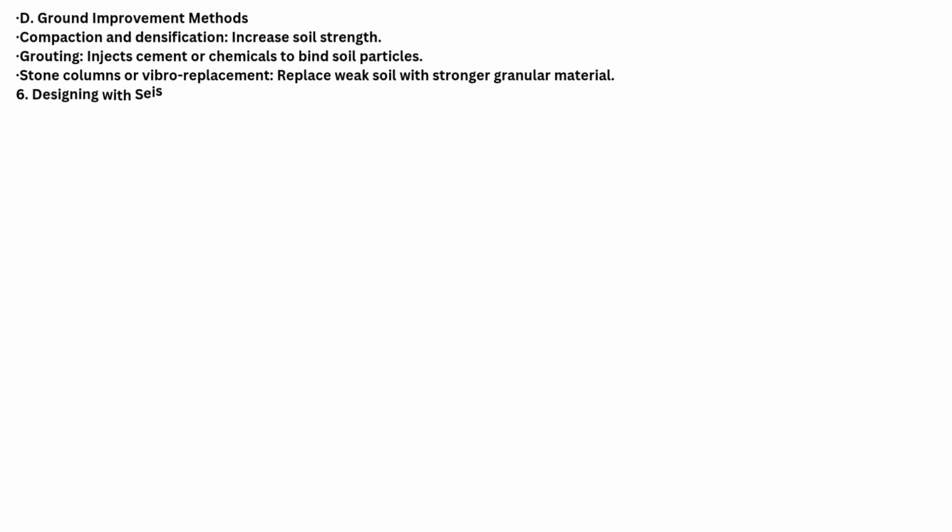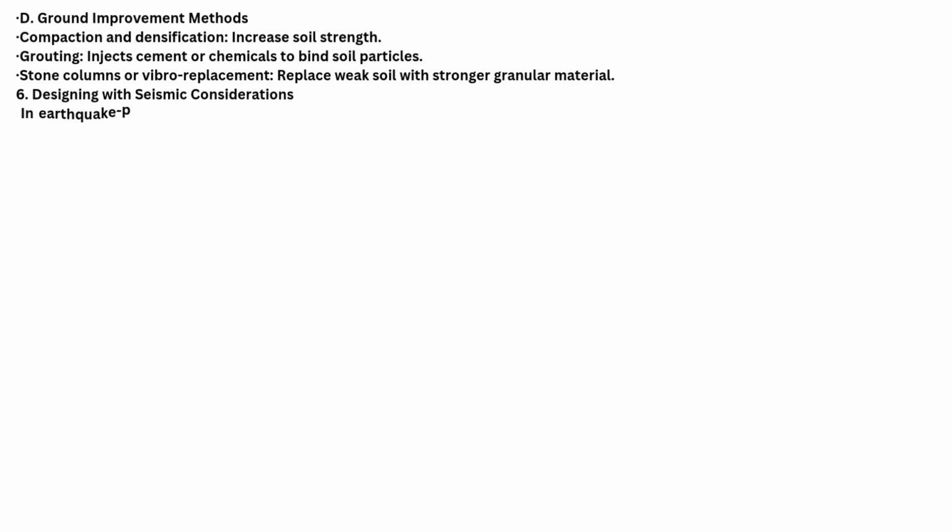D. Ground improvement methods. Compaction and densification increase soil strength. Grouting: inject cement or chemicals to bind soil particles. Stone columns or vibro replacement: replace weak soil with stronger granular material.